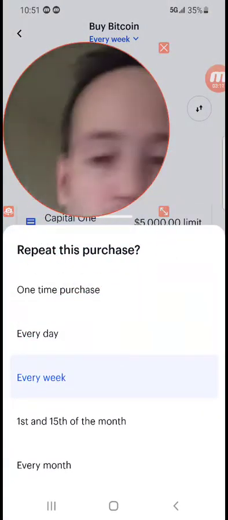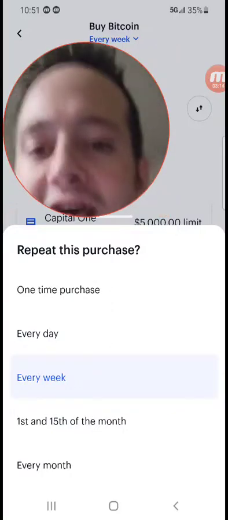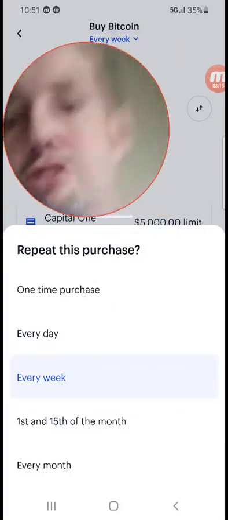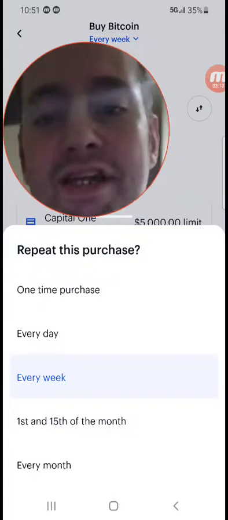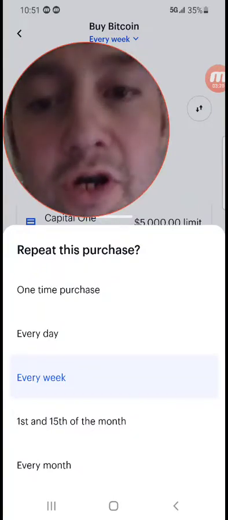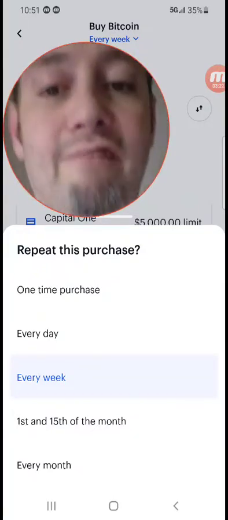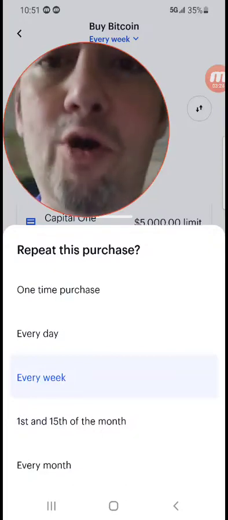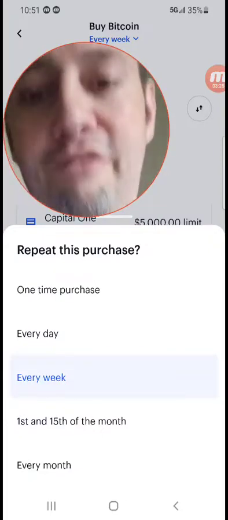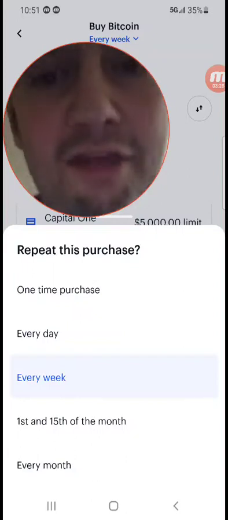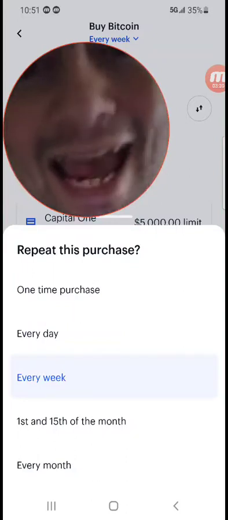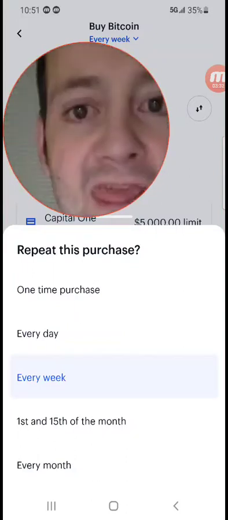So repeat the purchase. One-time purchase, you wouldn't use dollar cost averaging for a one-time purchase. Every day, which means you would set one time per day to buy. Every week is a set time and date per week that you would buy. The 1st and the 15th of the month, and I believe it's always at the same exact time as well.